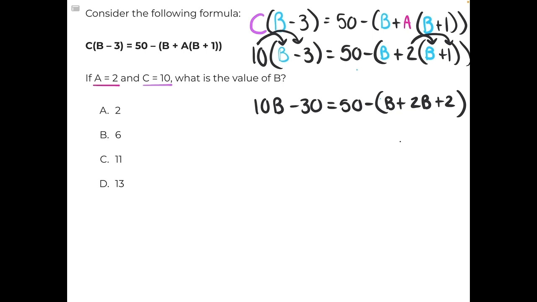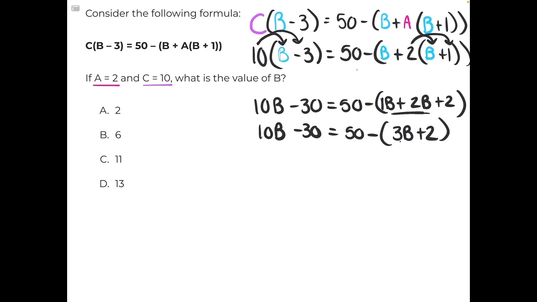Now we need to keep getting rid of these parentheses, so let's combine our like terms. We have a B and a 2B. If it exists in math, there is always one of them, so that's the same as a 1B plus 2B, which would give us 3B plus 2. And then everything else can come down from the first equation like so.